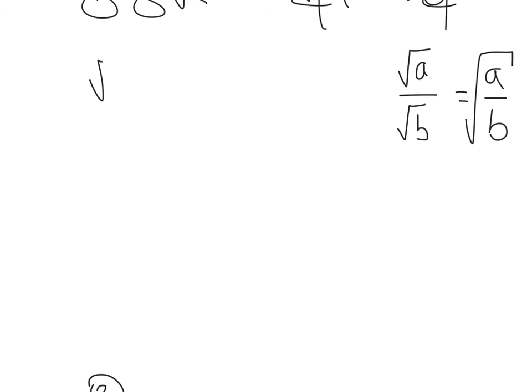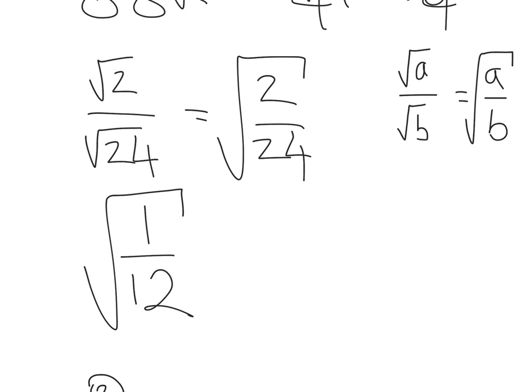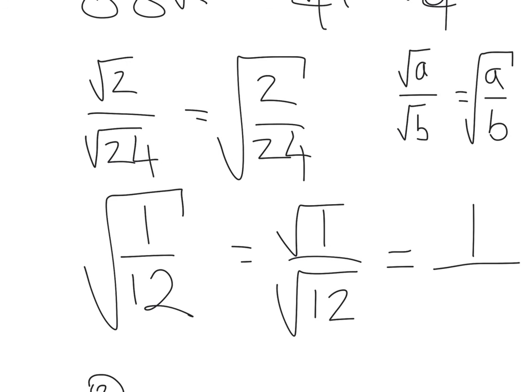The next one is root 2 over root 24. We can use the law that root a over root b can be written as the square root of a over b, and that's the square root of 2 over 24. 2 over 24 can be simplified, so that's square root of 1 over 12, which is just the square root of 1 over the square root of 12. Square root of 1 is 1 over root 12.